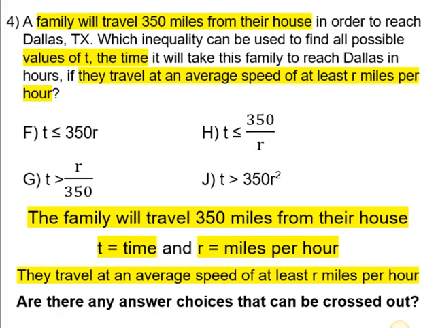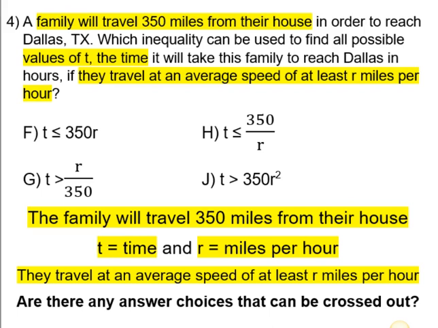Using this information, are there any answer choices we can cross out? Okay, so one thing that we need to think about: we know the 350 miles. It takes them 350 miles to travel to Dallas. We understand the variables, but that last sentence is key. They travel at an average speed of at least r miles per hour.